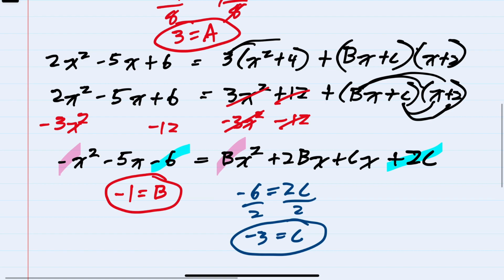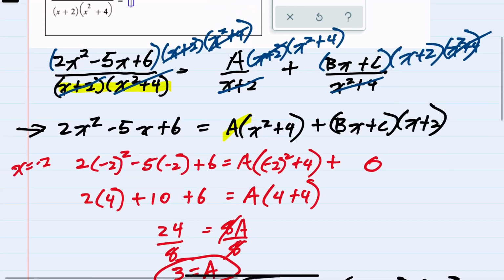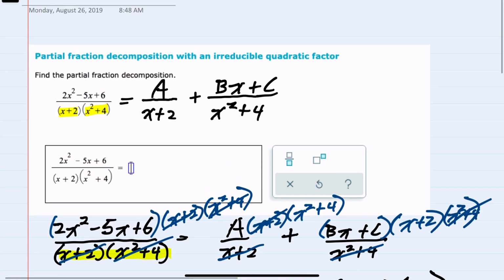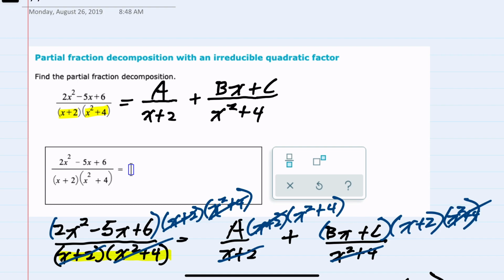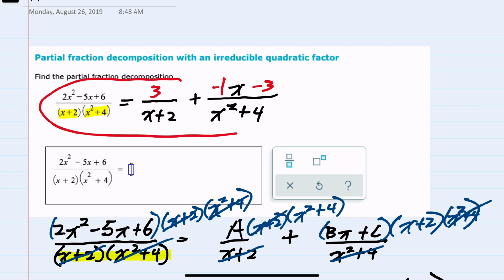We have found a, b, and c: 3, negative 1, and negative 3. Looking back at our original partial fraction, a we now know is 3, b is negative 1, and c is negative 3. This would be our partial fraction decomposition.